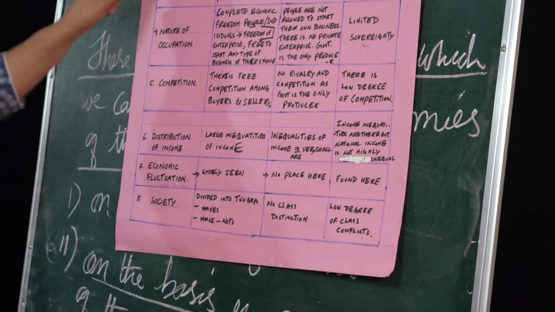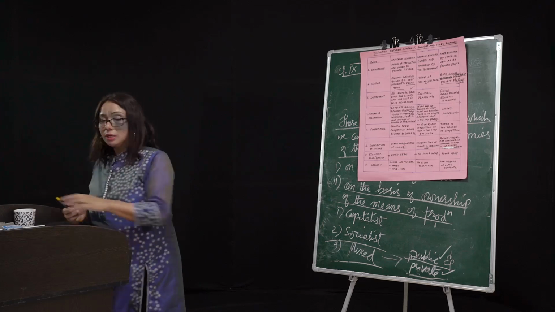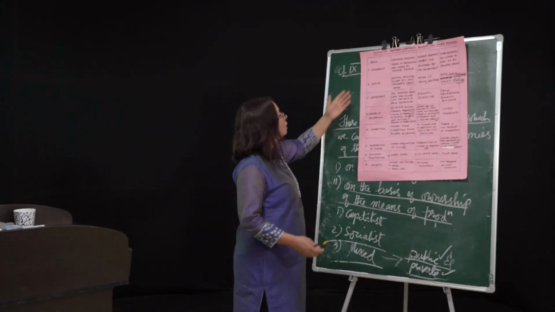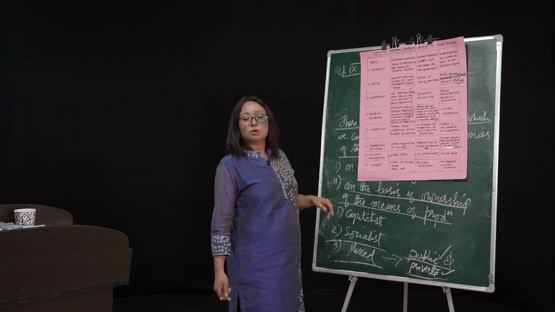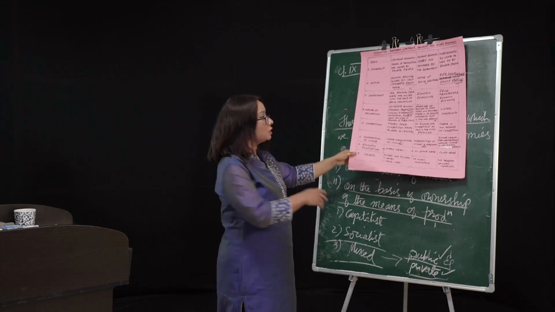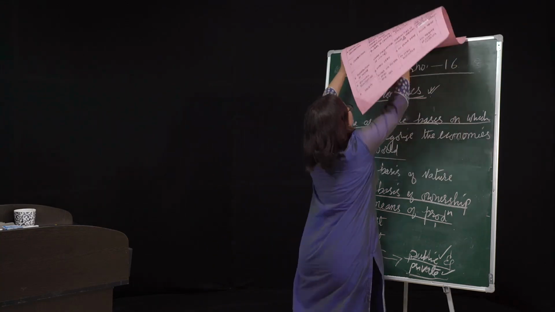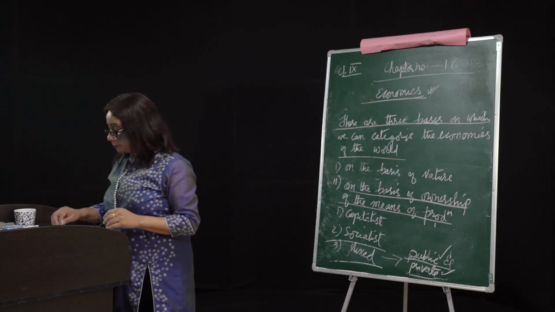So if you can make this chart from page 222 and paste it, it will make the understanding of these economies, capitalist, socialist, and mixed economy, clearer for you. That is the reason that I copied this into a chart and wanted to show you. Okay, now we come to the next topic.